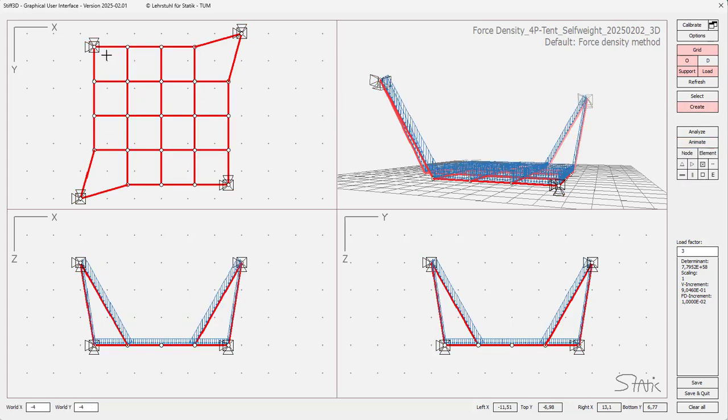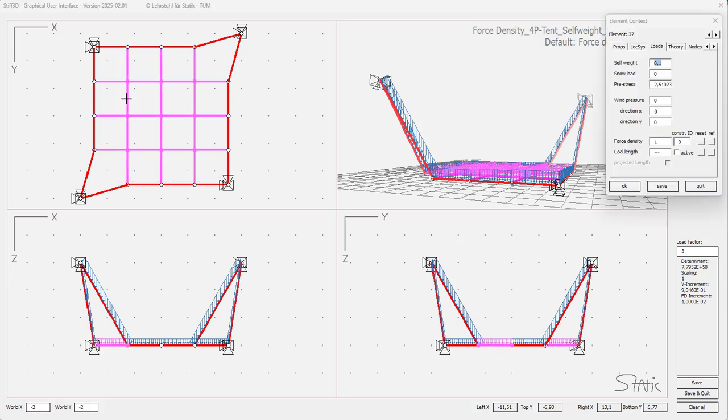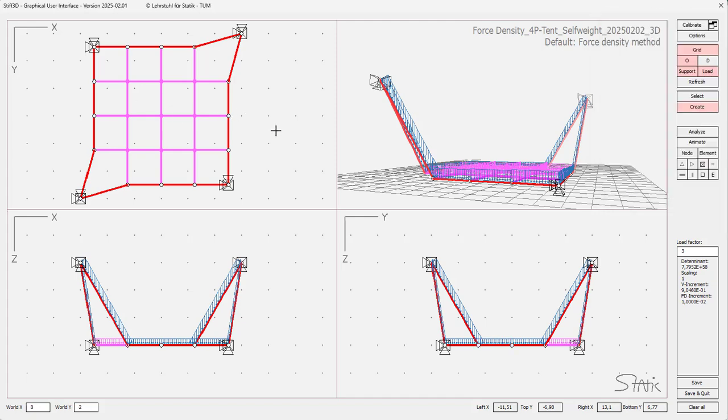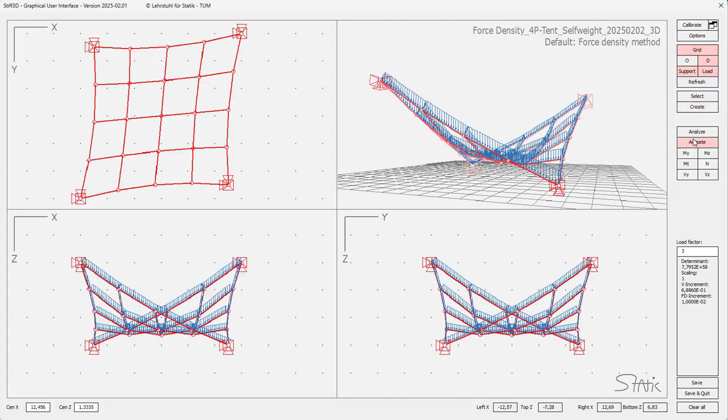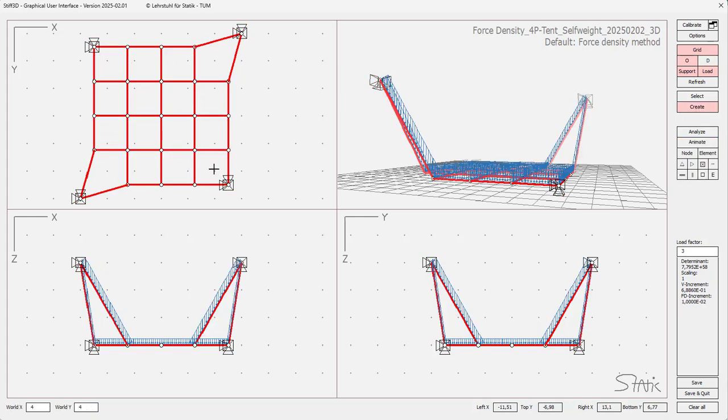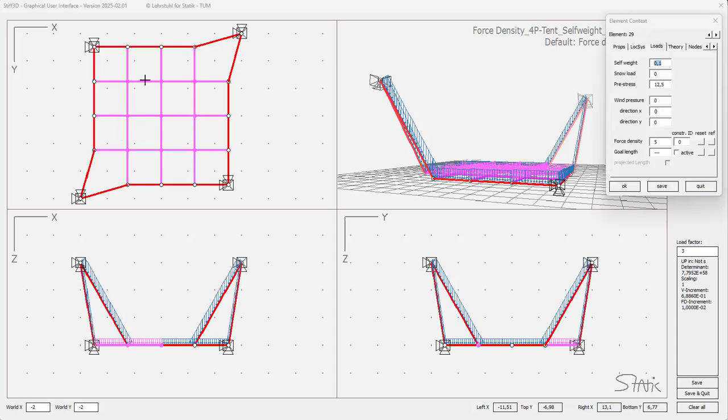Let's also increase the force densities of the interior cables. Let's take, instead of 1, or what should we take? 5? Wow, why not? And let's do again the analysis. Wow. Could still be better, should it? Great. Again, the interior elements. And let's also go to a force density of 10.